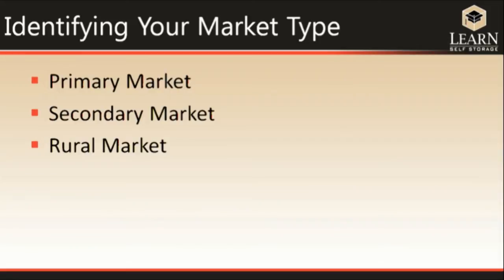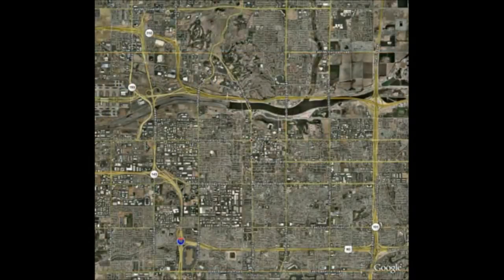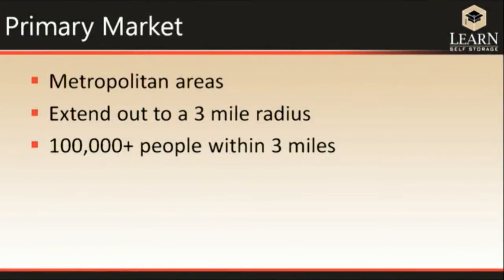Now we're going to talk about identifying your market type. As I said earlier, we're going to talk about the primary, secondary, and rural markets. Now your first example would be a primary market. This would be most metropolitan areas. One example of this would be Tempe, Arizona. Now, in the heart of Tempe, Arizona, there's going to be a lot of traffic and a lot of stoplights. So we're only going to extend out to about a 3-mile radius. Within this 3-mile radius, and in most metropolitan areas, there should be about 100,000 people or more.